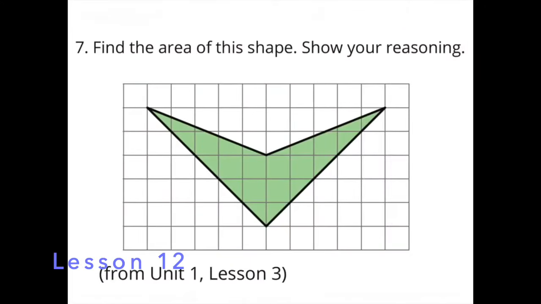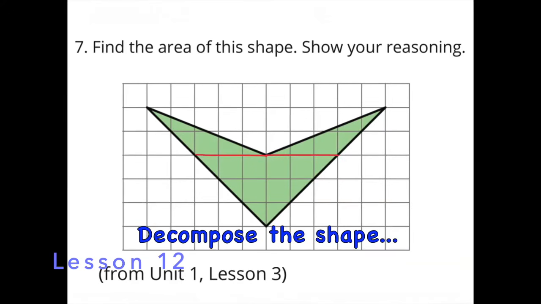Number 7. Find the area of this shape. Show your reasoning. First, I'm going to decompose the shape. Doing this formed 3 triangles.